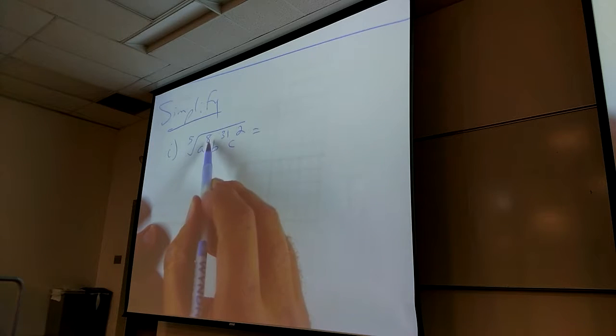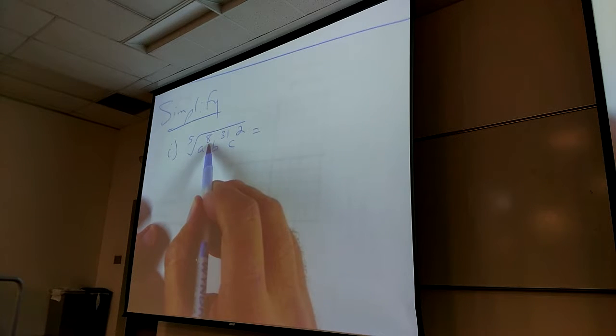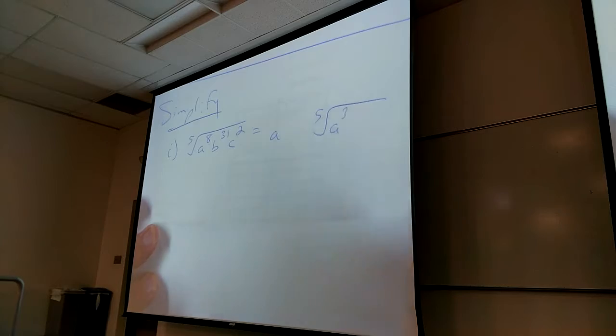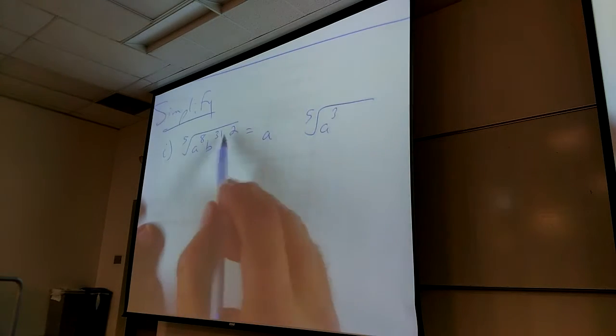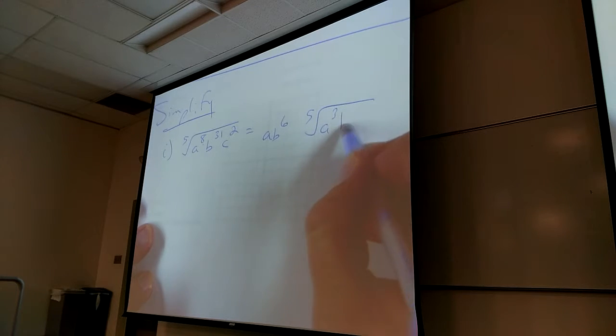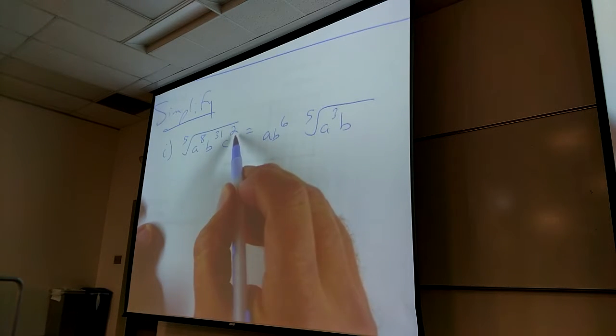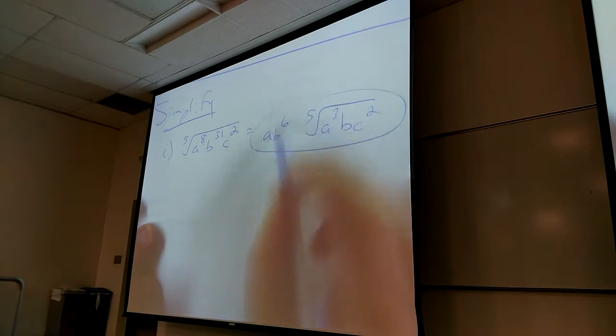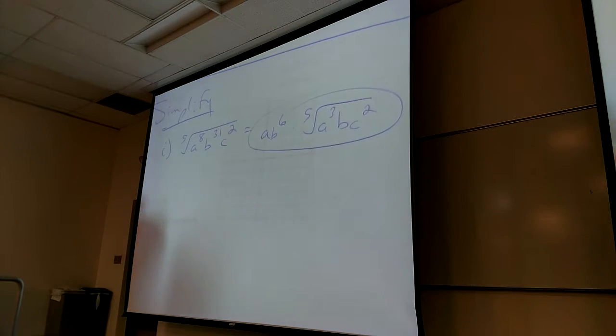5 goes into 8 once with 3 left. 5 goes into 31 6 times with 1 left. 5 goes into 2 0 times with both left. Now, let me show you why that works.